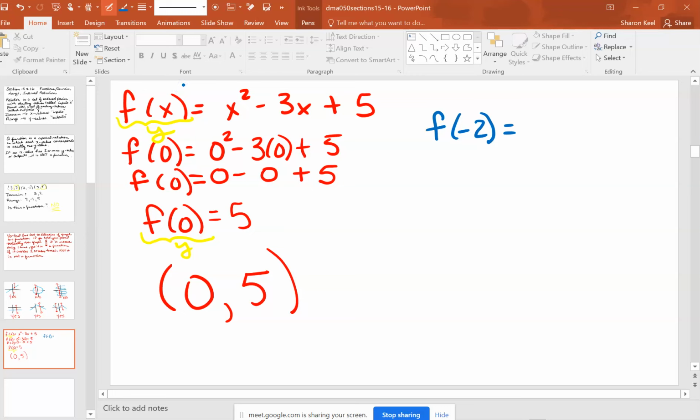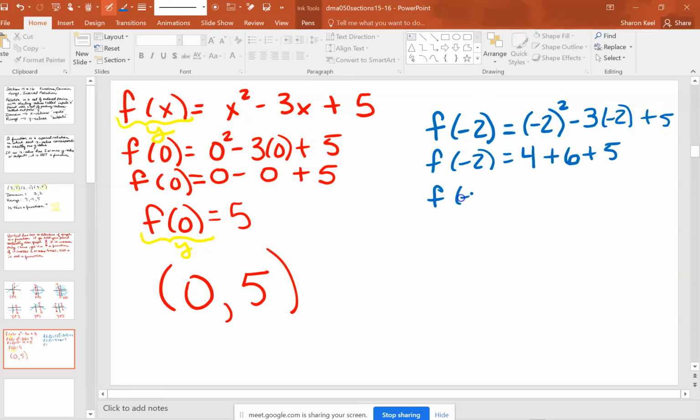Let's do the same thing here. Now, since I'm using -2, it's going to be in a parenthesis when I square it. So as we solve this, -2 squared would give me a positive 4. -3 times -2 gives me a positive 6, and then plus 5. So f of -2, 4 and 6 is 10. 10 plus 5 gives me 15. If I want to write this as an ordered pair, my x is -2, my y is 15.